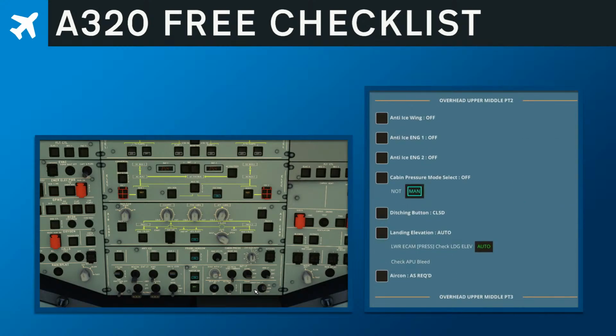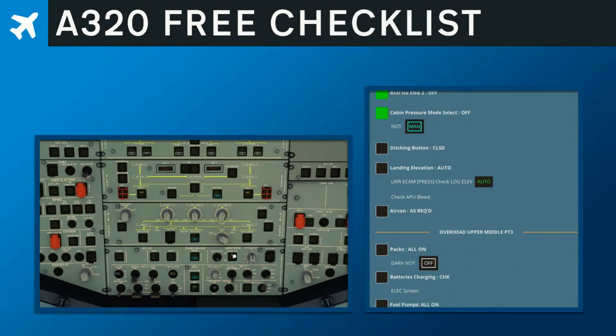Okay, so at this point we would have a look and say, well, do we need to be looking at having any anti-ice? It's probably unlikely where we're flying from. And the cabin pressure is set to on, or basically not manual. The ditching button is closed, which is this button here. The landing elevation is set to auto.